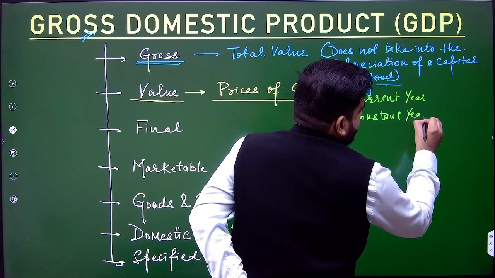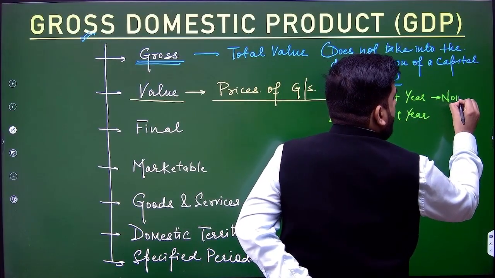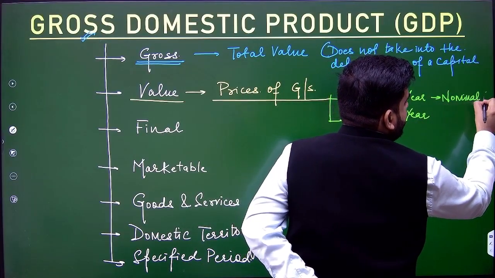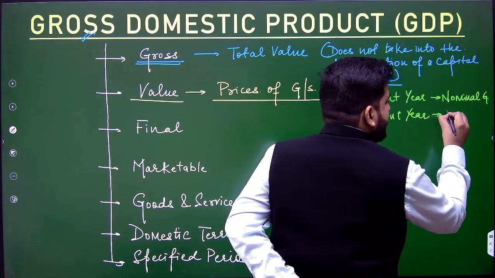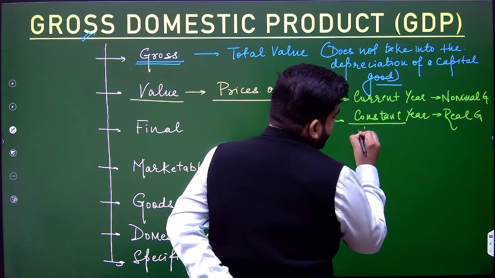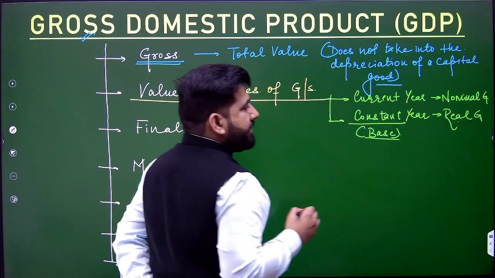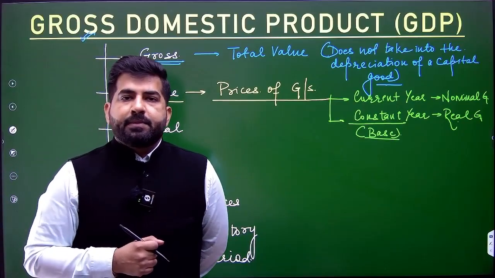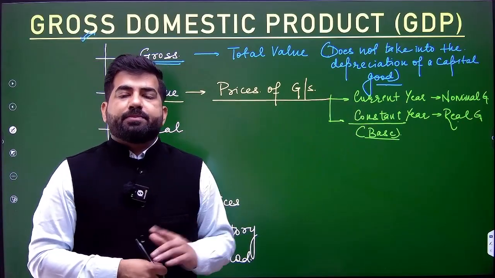Now if you take the prices of the current year, that will be known as nominal GDP. And if you take into consideration the prices of some constant year, which is also known as the base year, that will be known as real GDP. We'll be elaborating all of these terms, don't worry.